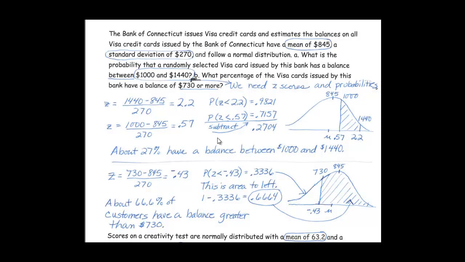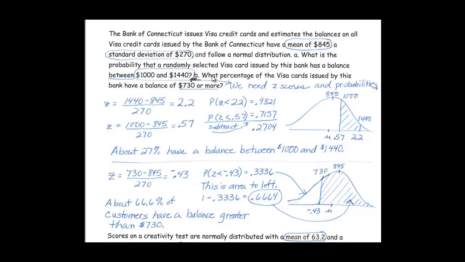Okay, so if we have this in this order, we automatically have our probabilities stacked, so it's easy for us to subtract to find the difference between these two probabilities, which is 0.2704. If we draw our curve and plot our z-scores on the lower horizontal axis, and then on our curve, our data values, we are shading in between the 1,000 and the 1,440. This shaded region represents the 27% that have a balance between 1,000 and 1,440.